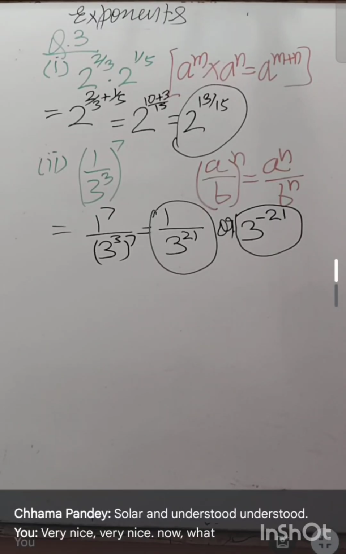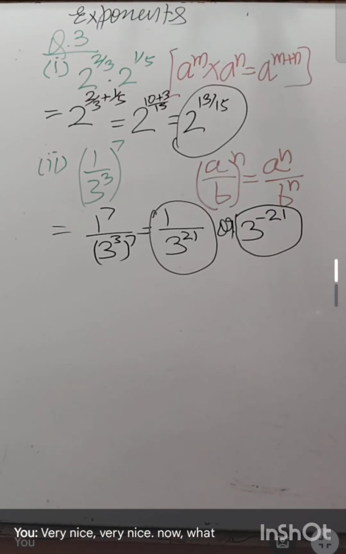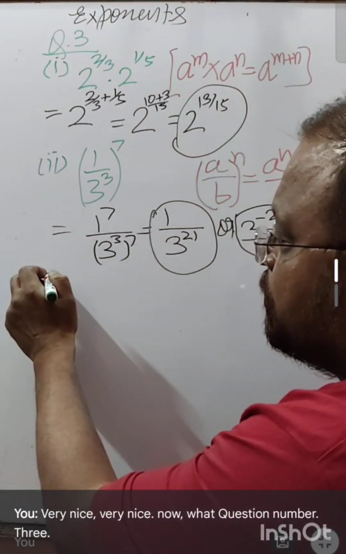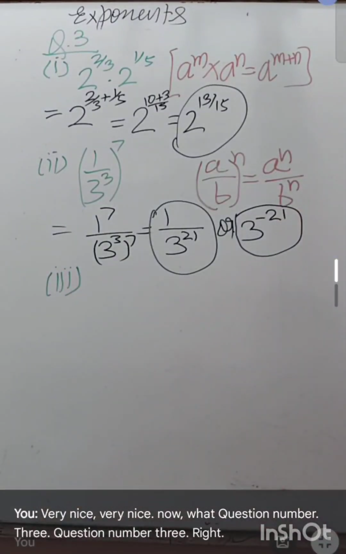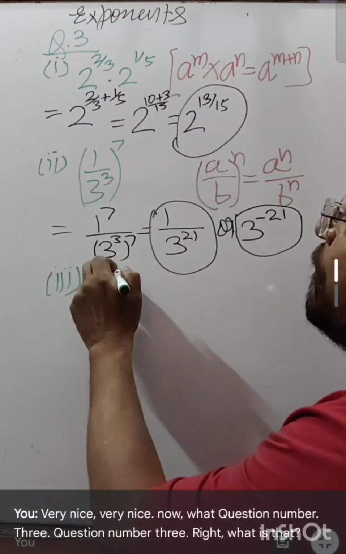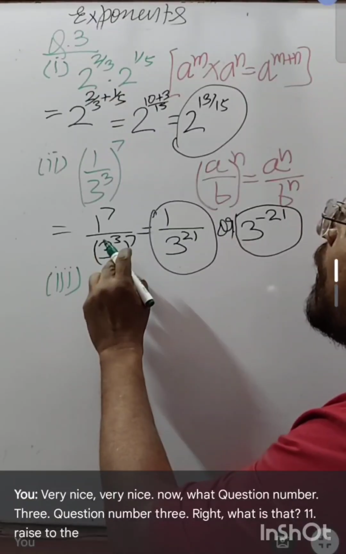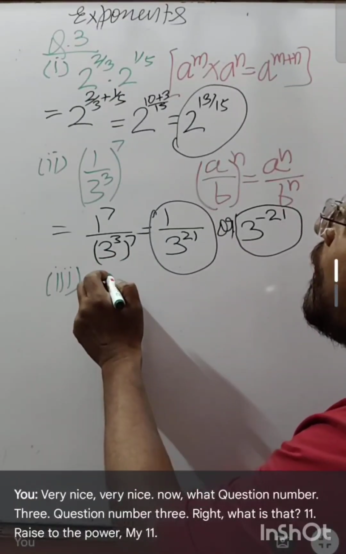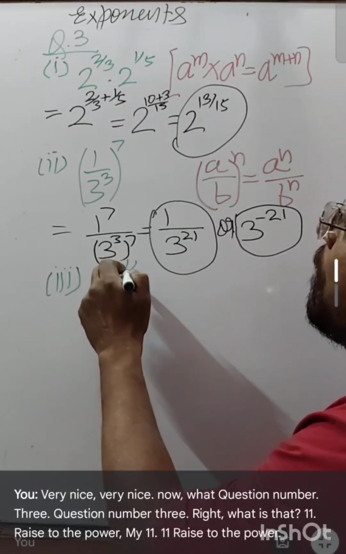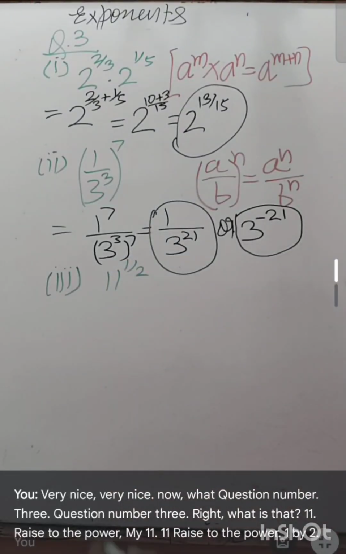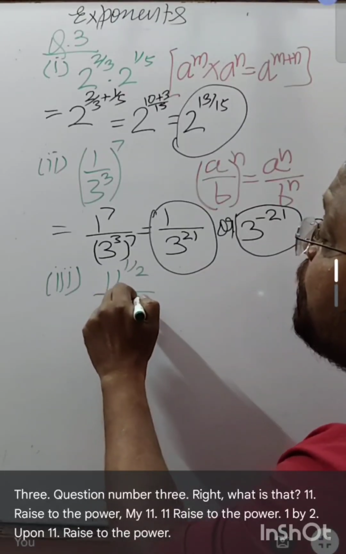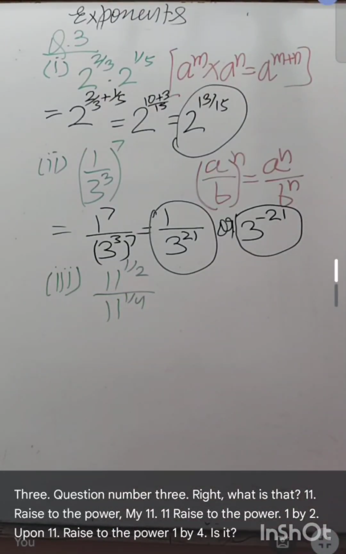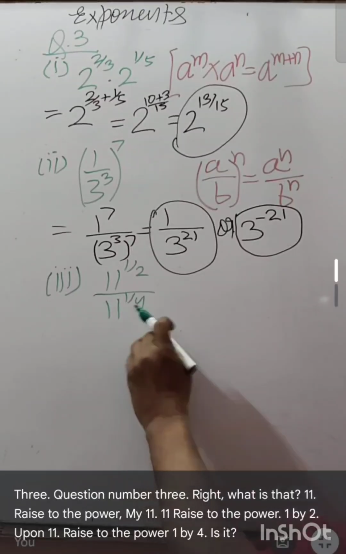Now what? Question number 3. What is that? 11 raised to the power 1 by 2 upon 11 raised to the power 1 by 4. Is it?